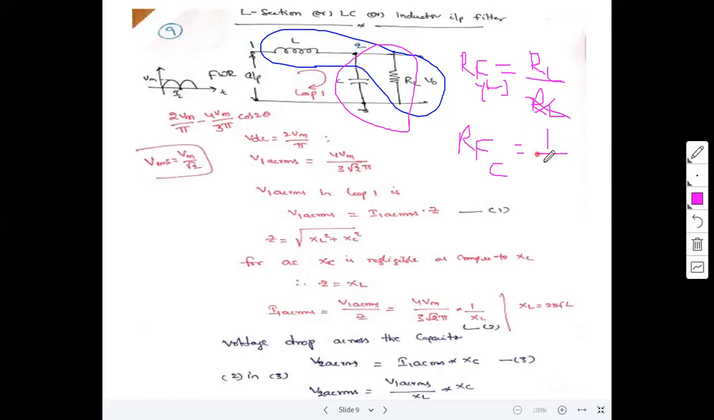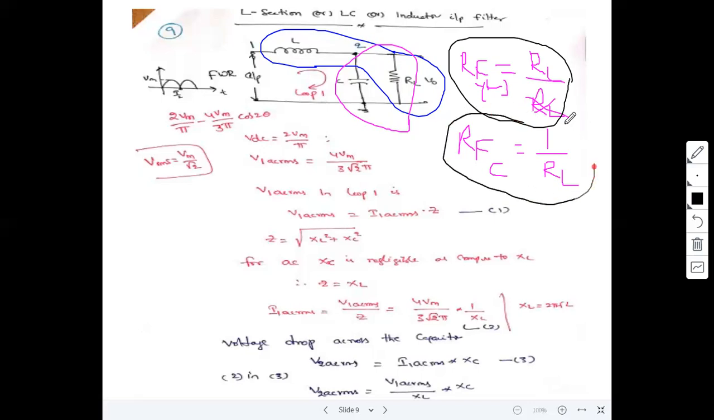For a capacitor, the ripple factor is inversely proportional to RL. The ripple factor for an inductor is directly proportional to RL. For a capacitor, the ripple factor is inversely proportional to RL. So both get cancelled. The effect of RL is cancelled in the LC filter circuit. This is the reason, right?